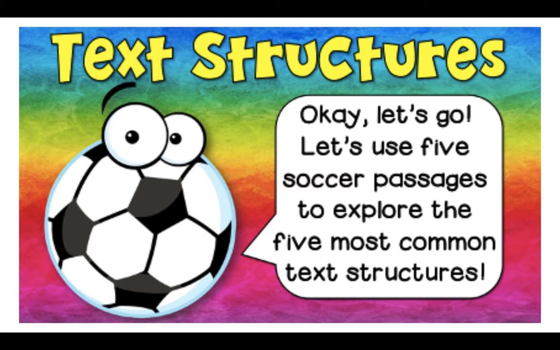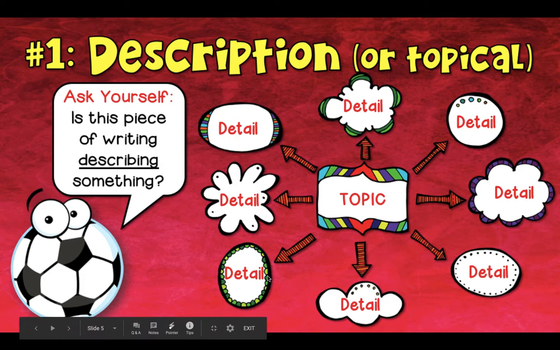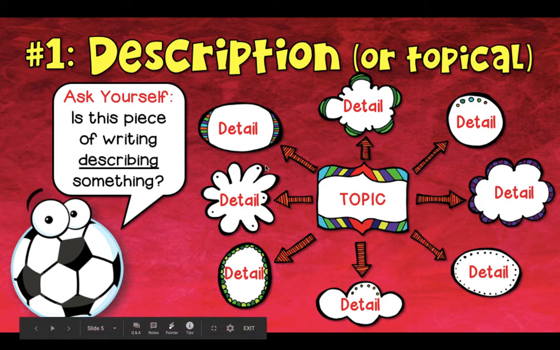Okay? All right. Text structures. Let's use 5 soccer passages to explore the 5 most common text structures. All right. Number 1. Description or topical. Ask yourself, is this piece of writing describing something? So you're going to notice here, it's like a web. The topic is in the center. Then you've got a detail here, a detail, a detail, and more details. You understand what I'm getting to. Ladies and gentlemen, the topic is in the center and you've got details surrounding it.